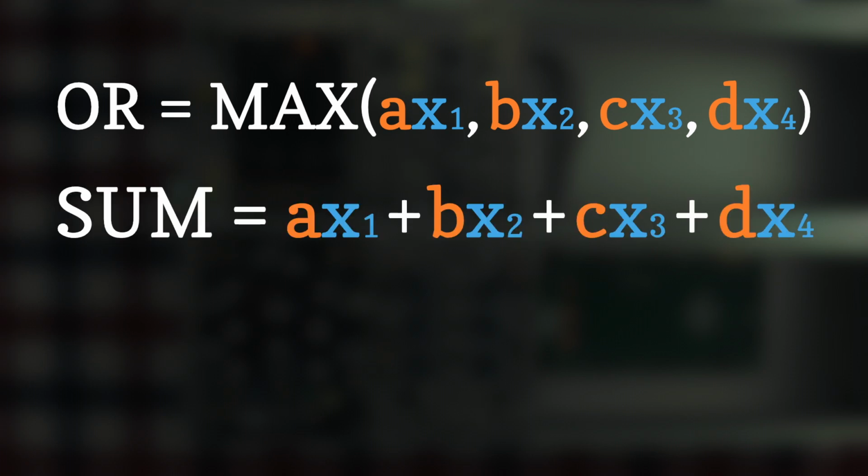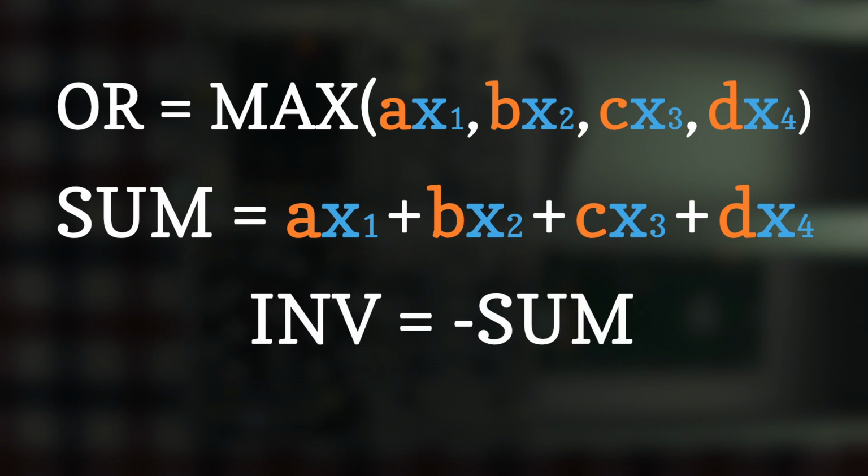Next to the OR, we have a sum, and the sum is exactly what it sounds like. It'll sum up the values, so it solves the equation AX1 plus BX2 plus CX3 plus DX4. This allows you to create all kinds of complex control voltages by feeding any kinds of signals in there and scaling each one appropriately. And finally, there's an inverted output, which is exactly like the sum output, just inverted.